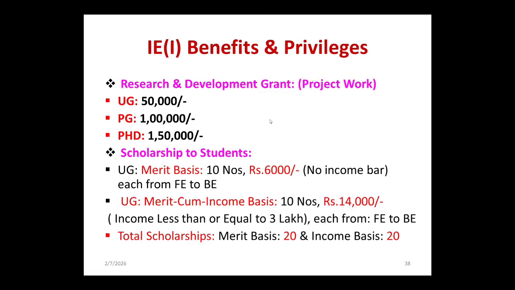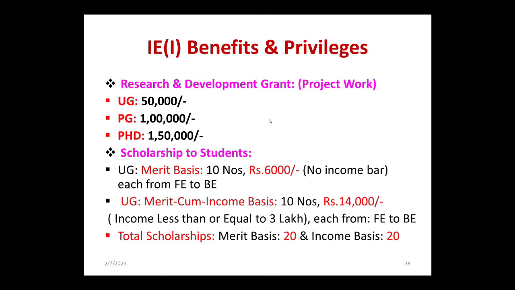Then under the merit-cum-income basis, a student can get 14,000 scholarship per year after application. But whenever students apply, they should stand at national level, because the scholarship is allotted at national level. So they should fulfill the criteria, as well as maintain the merit at national level. Such 40 scholarships are there, 20 on merit basis and 20 on income basis.